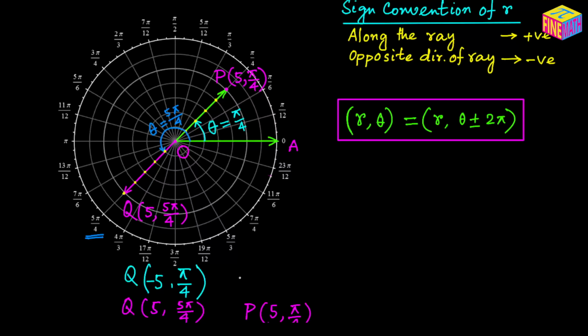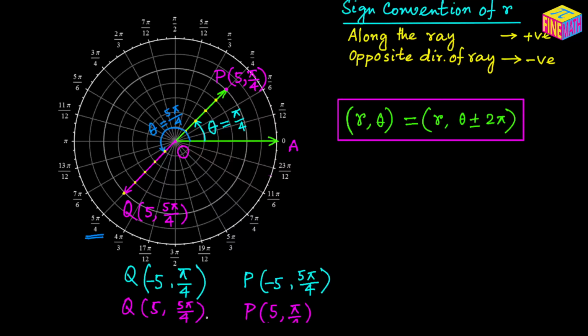And the other way would be, P also could be denoted as, if we go for 5 pi over 4 angle, and then if we go in the opposite direction, we can say negative 5, and that could be another way of denoting P's coordinate. I mean, we could go all the way to 5 pi over 4 and then move in the opposite direction of the ray, and then also we will reach the point P. So P's coordinates can be denoted as negative 5, 5 pi over 4, or positive 5, pi over 4.